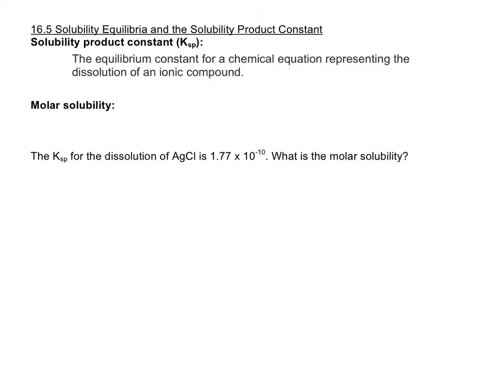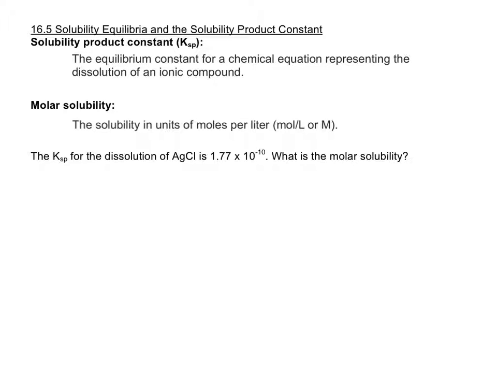Okay, so the molar solubility is the solubility in units of moles per liter, and that just tells you how many moles per liter can you get to dissolve for a particular salt. Okay, so the first one that we're going to do here is silver chloride. So the KSP for the dissolution of silver chloride is 1.77 times 10 to the minus 10th, and it's asking us to find what the molar solubility is. So we're trying to find how many moles per liter of silver and chloride you can find in this solution when it dissolves in water.